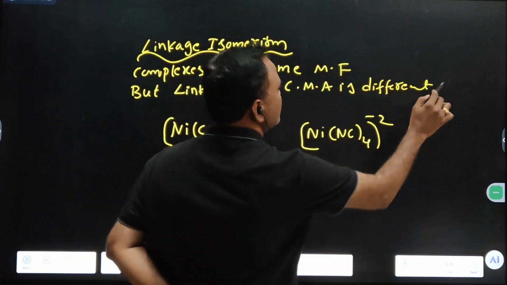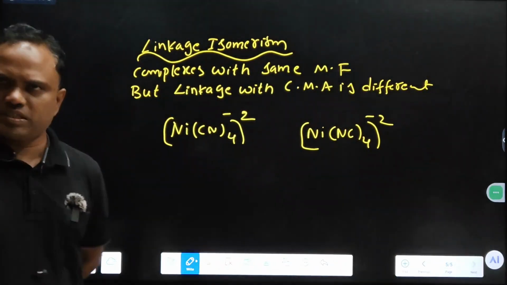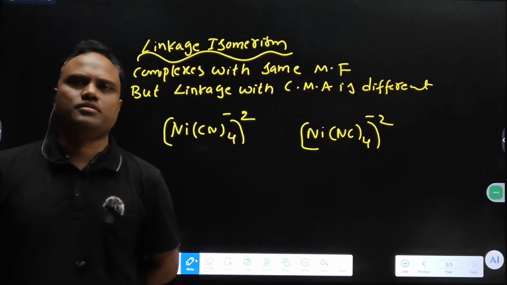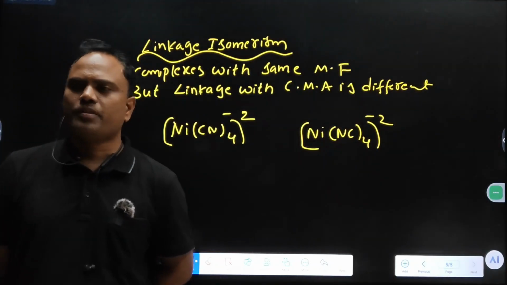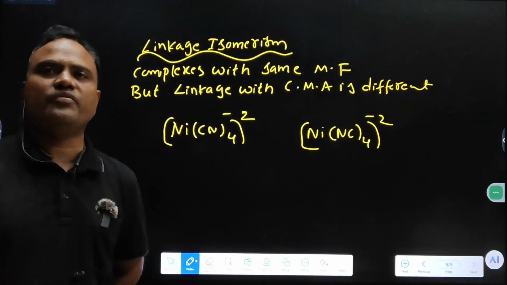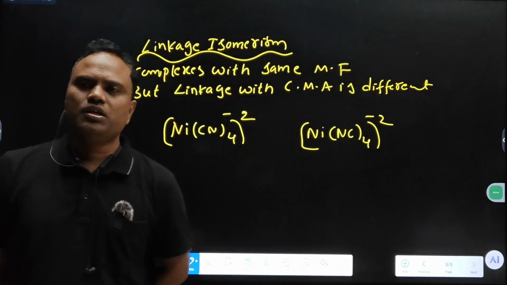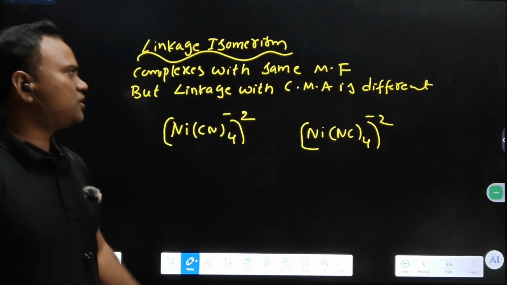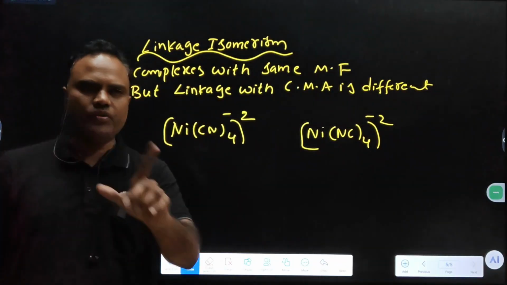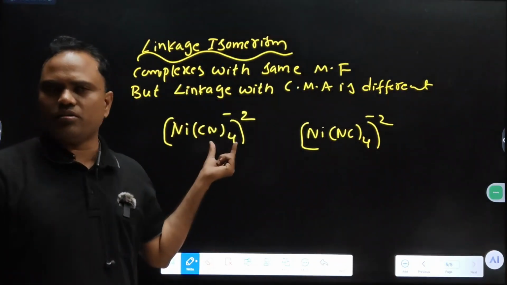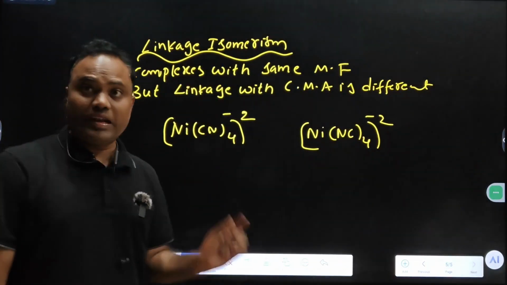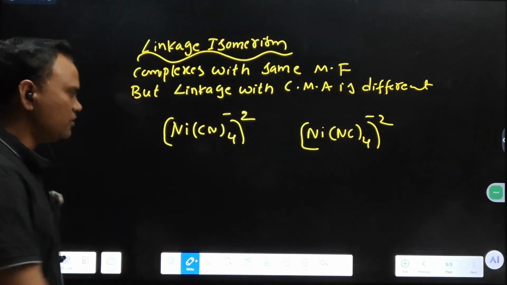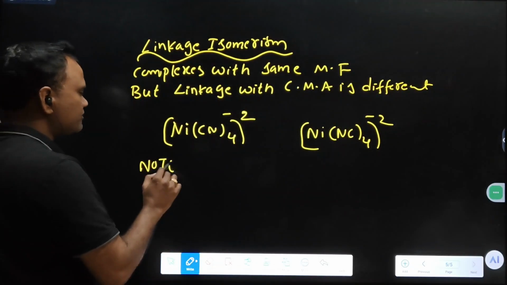And one important statement: when linkage isomerism is possible, which type of ligand is required? What is an ambidentate ligand? Very important condition. Cyanide is an ambidentate ligand. Only when ambidentate ligands are present is linkage isomerism possible. Very important condition.